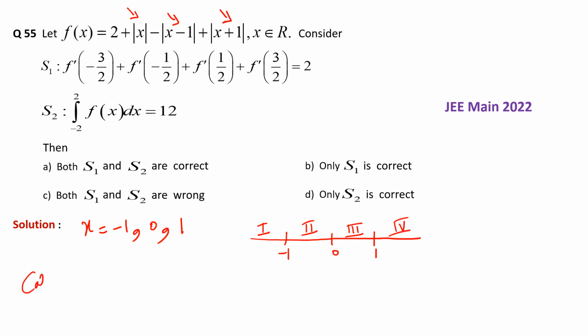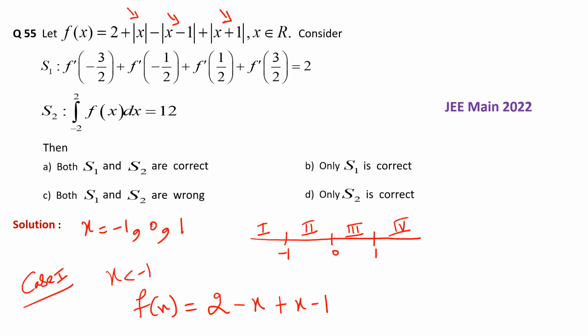Now students, when we consider the first case, since x is less than minus 1, the value of f of x becomes 2 plus. Now since x is negative, mod of x becomes minus x. Since x is smaller than minus 1, obviously it is smaller than 1. So mod of x minus 1 will become 1 minus x. So minus of mod of x minus 1 becomes plus x minus 1.